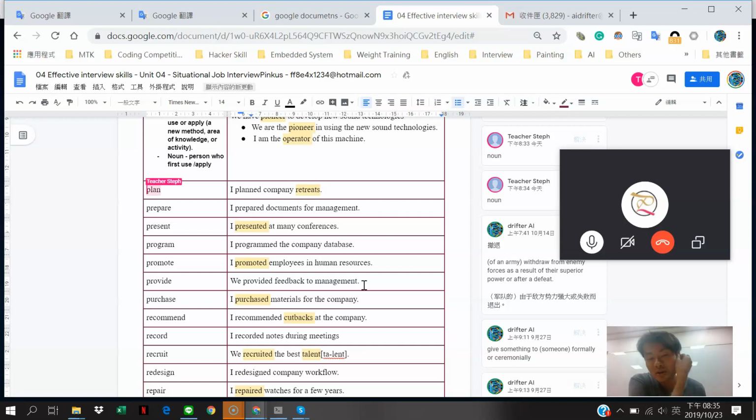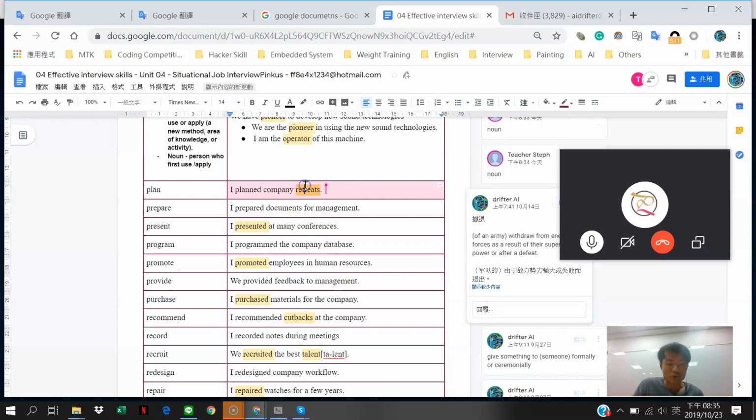Plan. Okay, I planted the company trees. Retreats, sorry. Okay, plan, retreats. Again, I planned company retreats. I planned the company retreats.